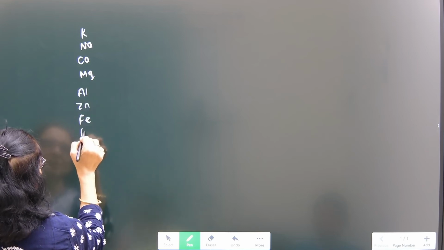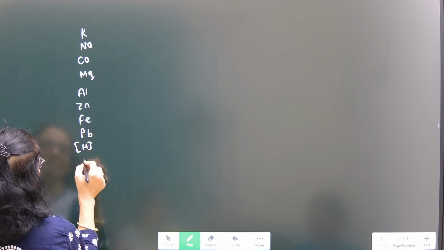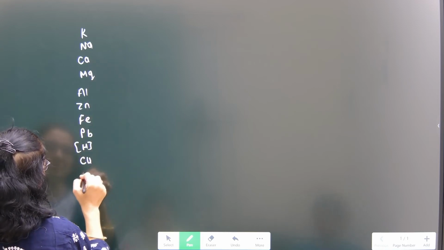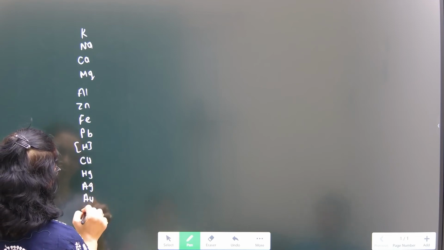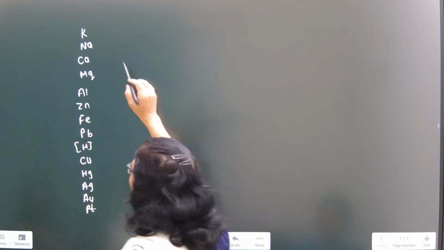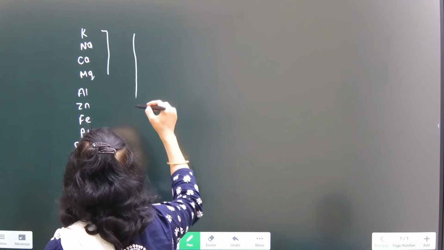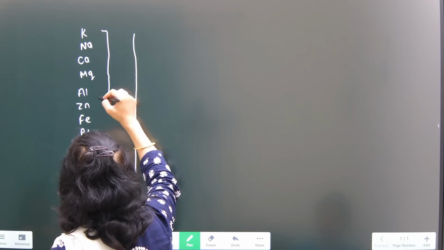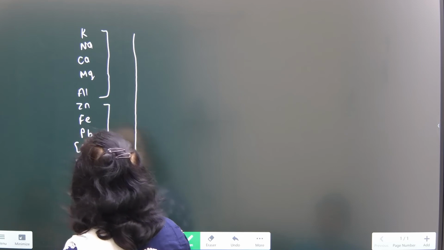Fe, Pb, H. Police sergeant Charlie Mazel caught me stealing gold plate. So it starts with potassium. The upper part of the electrochemical series has the more reactive elements, then the moderately reactive, and then the less reactive elements.